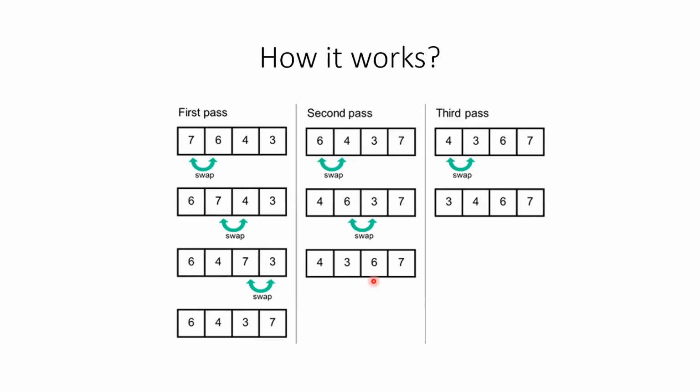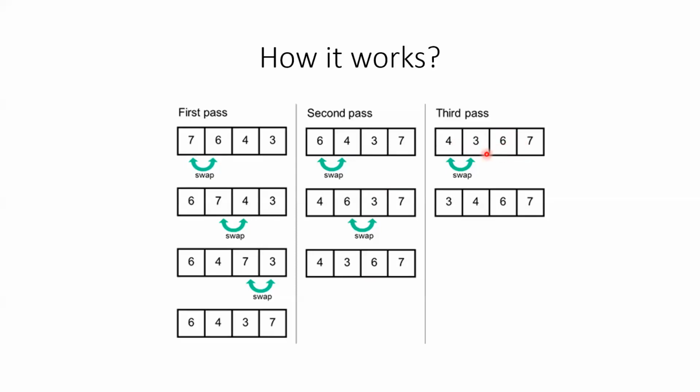At the end of the second pass, you will get the second maximum element of the array positioned at its correct index. Like 6 is the second maximum element and it has been placed at its correct position. The remaining array, that is 4, 3, 6, 7, take it for a third pass.